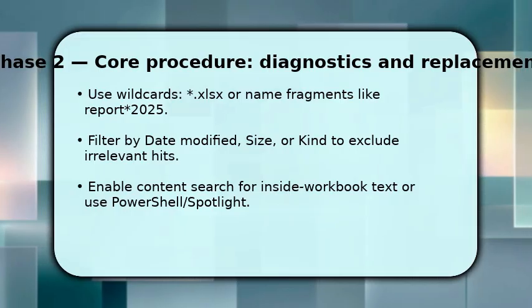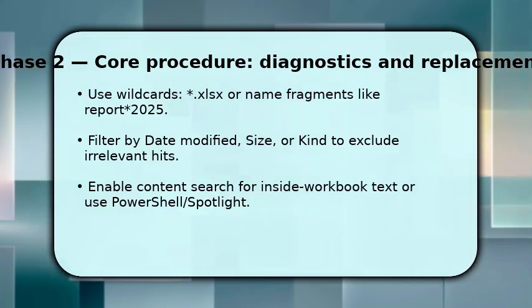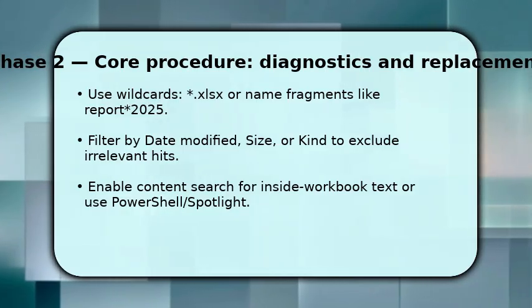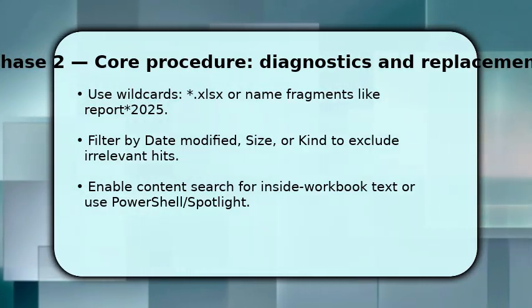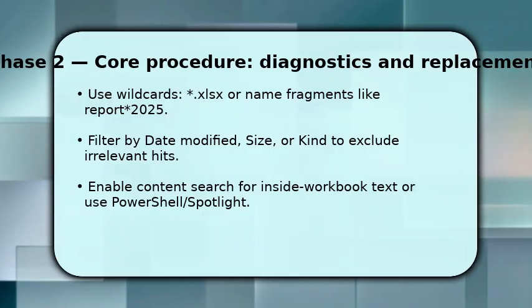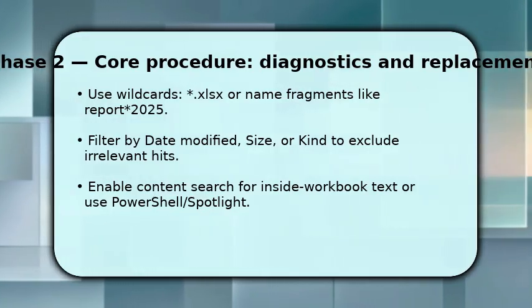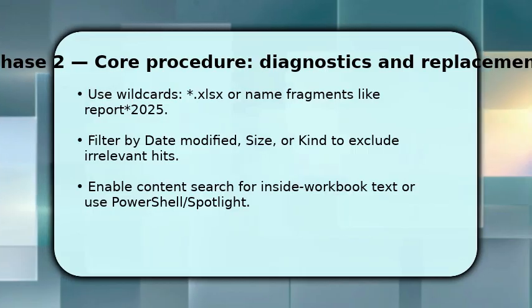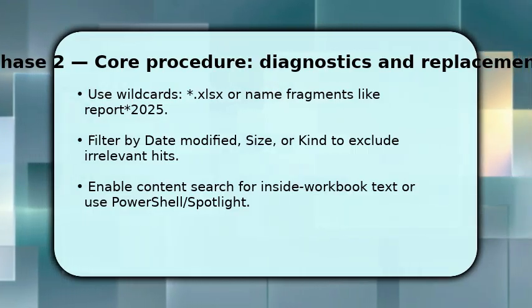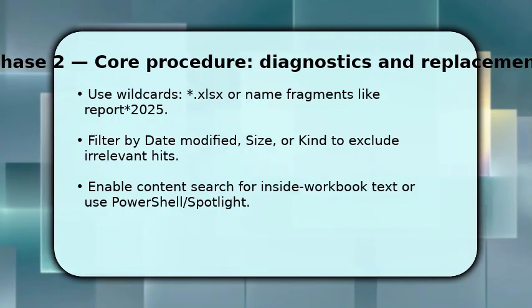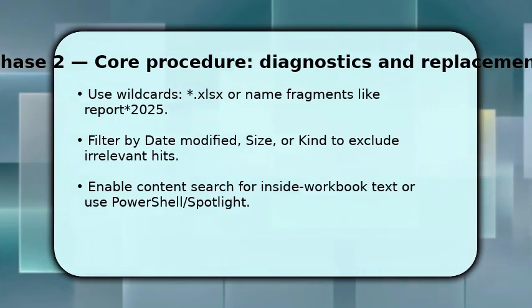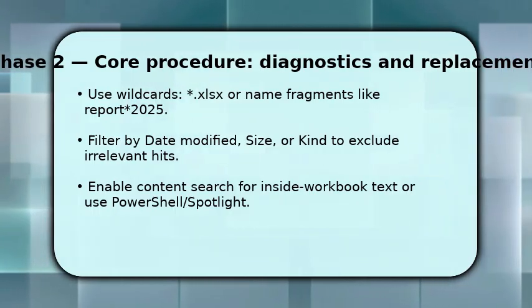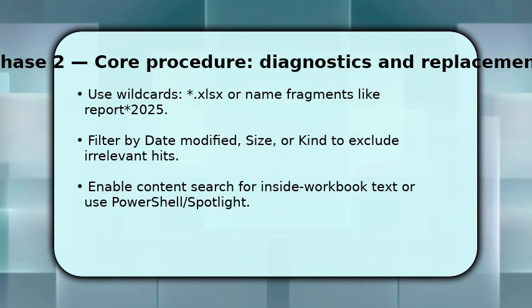You now refine the search. Use wildcards such as asterisk.xlsx, or report asterisk 2025 if you remember only part of the name. This expands matches without guessing. Then apply filters: date modified to the day you last edited, size to exclude tiny exports, and kind to lock to Excel file types. If contents matter, enable searching inside files. On Windows, use the Advanced Index options or PowerShell Get-ChildItem with Select-String, and on Mac, rely on.